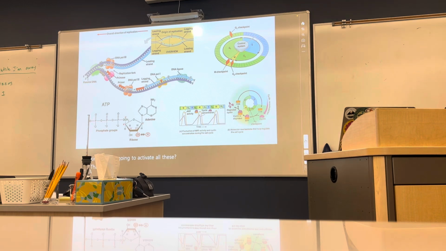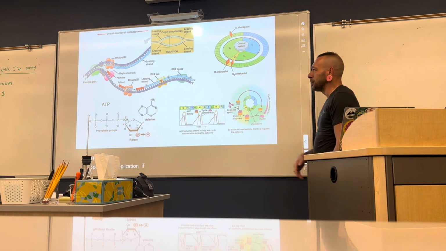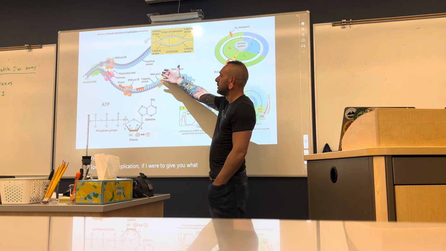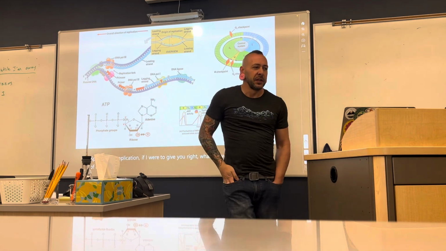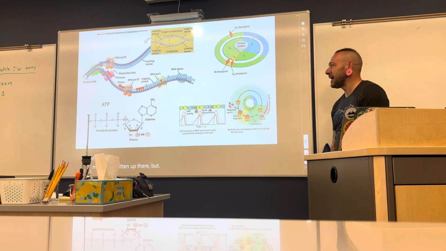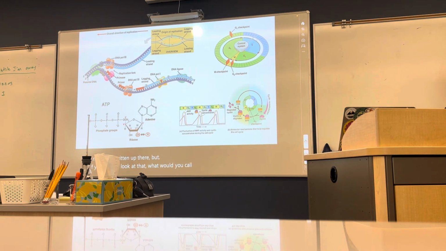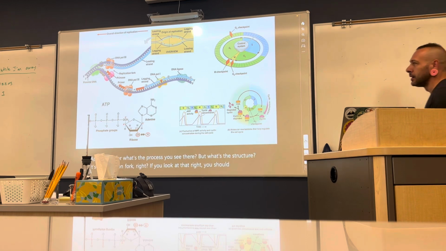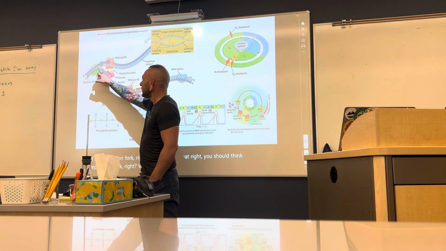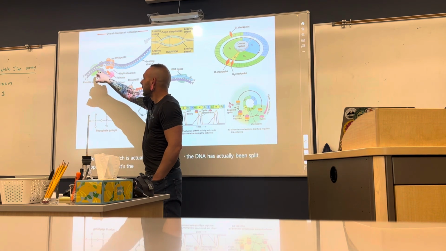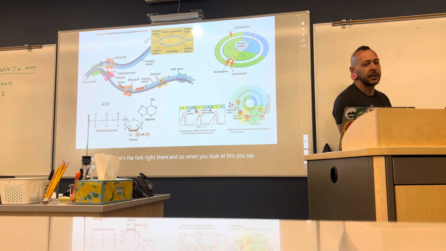Speaking of replication, if I were to give you this, what do we call this, first of all? It's written up there, but if you were to look at that, what would you call that? Well, that's the process you see there, but what's the structure? It's a replication fork. If you look at that, you should think replication fork, which is right here where the DNA has actually been split open. That's the fork. So when you look at this, you say, oh, this must be replication because I see the replication fork.